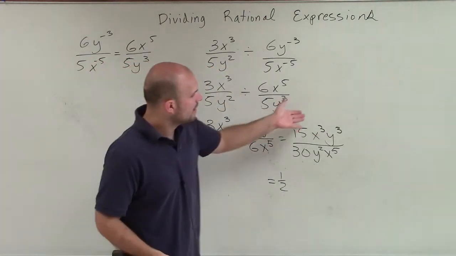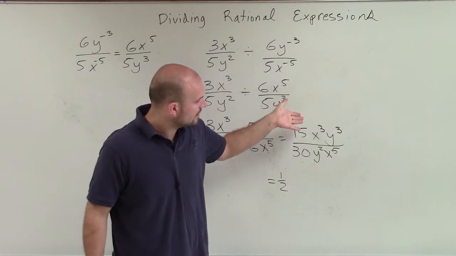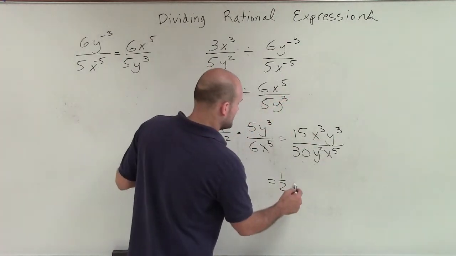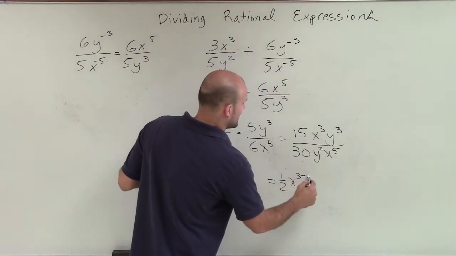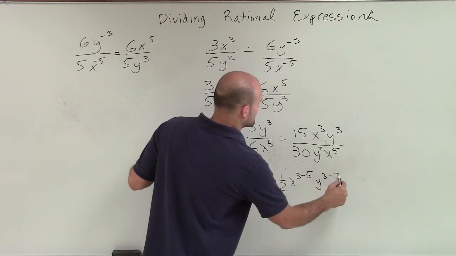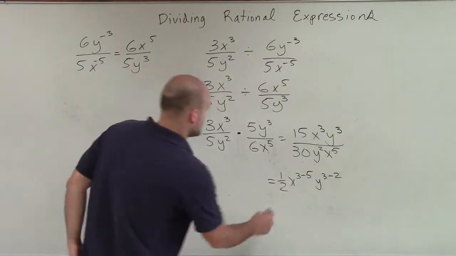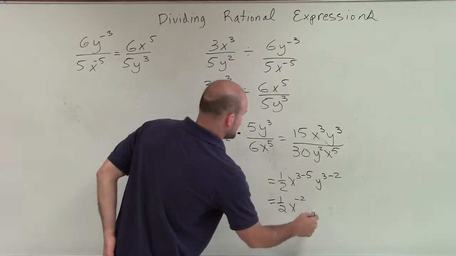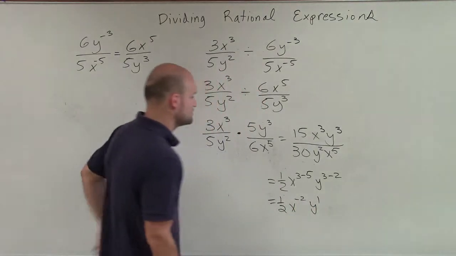And then remember, when we have the same bases with exponents, we subtract the exponents. So this is going to be x cubed minus 5, and then y cubed minus 2. So therefore, that equals 1/2 x to the negative second and y to the positive first power.